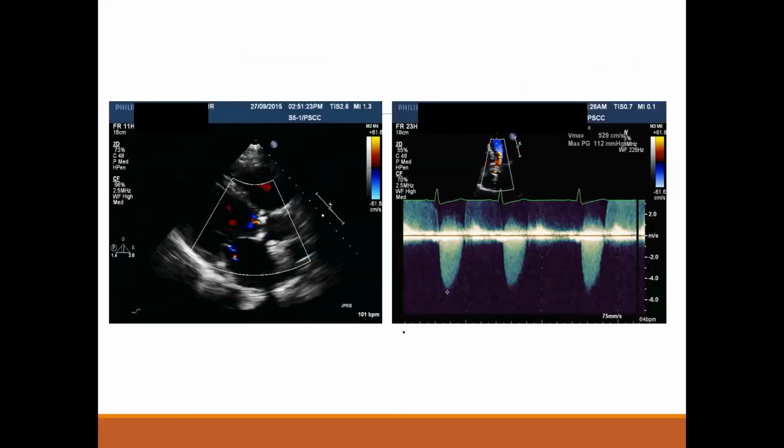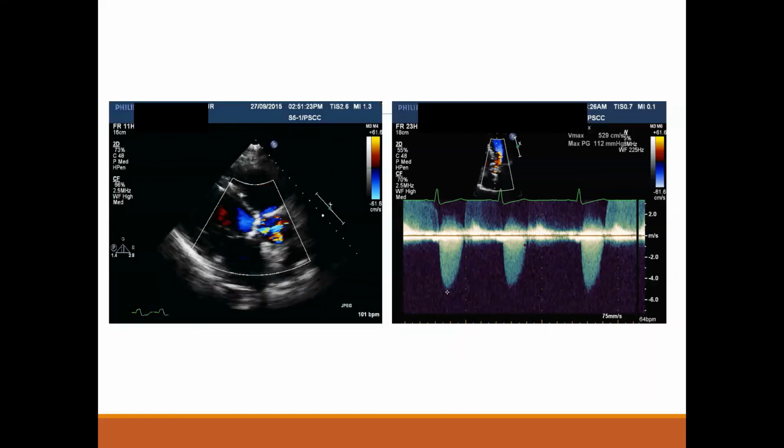Now this is again an AR. This is also AR. Okay. Now what is this here? This is continuous wave across the aortic valve. Very good. Showing a velocity up to almost 6 meters per second. So this is a gradient of high aortic stenosis.